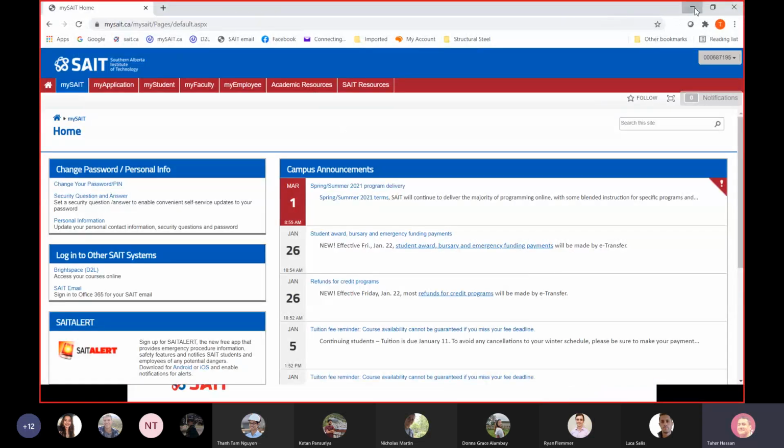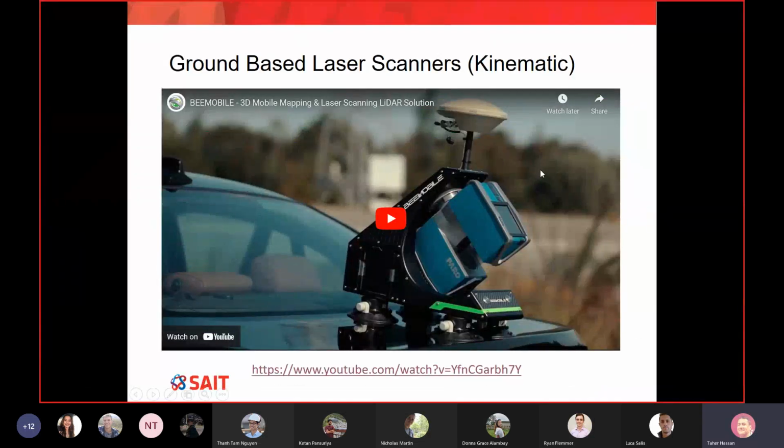Okay, so my question for you is super simple. Do you see any difference between this scanner and the one that I started my class with? This one is mobile. It moves, yeah. Thank you so much. This is really the word I wanted. This laser scanner is in motion.